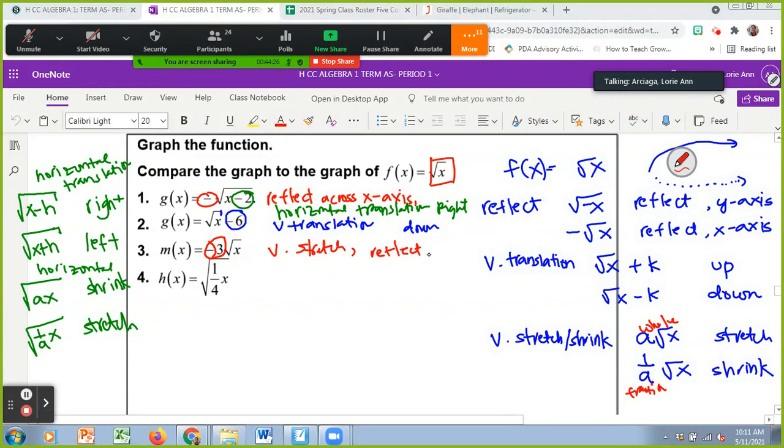So reflect across the x-axis. Well, if you're going to answer that in a complete sentence, you would say the graph of m of x equals -3 radical x is a vertical stretch and a reflection across the x-axis of the parent function f of x is equal to radical x. Now, those are the unnecessary flavory stuff, but we're just going to stick with our buzzwords right now.